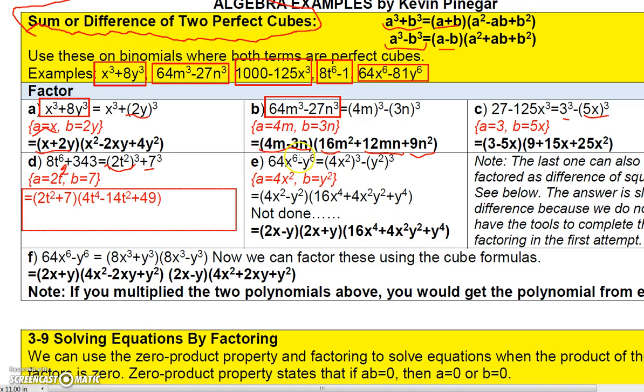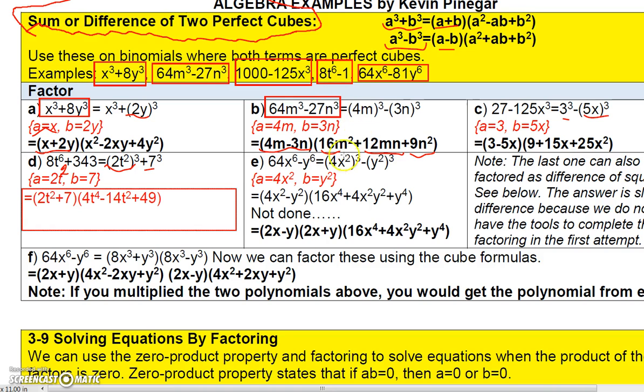So using the formula for a cubed plus b cubed, you would have a plus b, so that would be 2t squared plus 7, and then times a squared. So if you square 2t squared, you actually get 4t to the 4th, and then minus the product of a and b, so that would be minus 7 times 2t squared, so that would be minus 14t squared, and then plus 7 squared, so that would be plus 49.